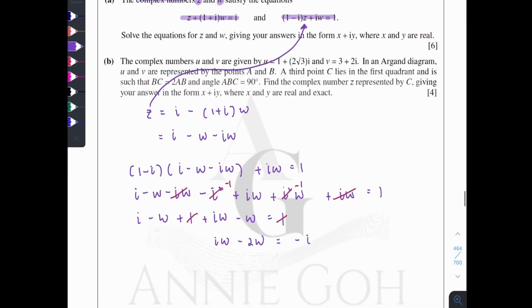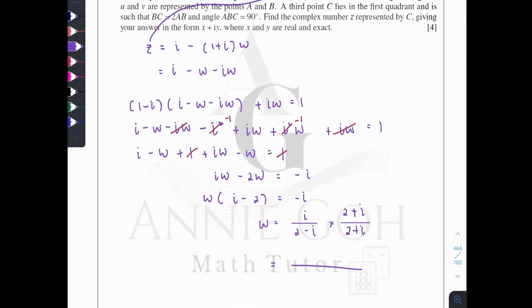We should group the w terms together so that we can factorize the w, and hence w equals i over 2 minus i. So this is our w's answer. But the problem is, you are asked to leave your answer in the standard form, and what we have now is a fraction where the bottom part is a complex number. Whenever the bottom part is a complex number, we have to do the division of a complex number by multiplying with the conjugate of the bottom part, which is 2 plus i. So the upper part also has to be multiplied by 2 plus i.